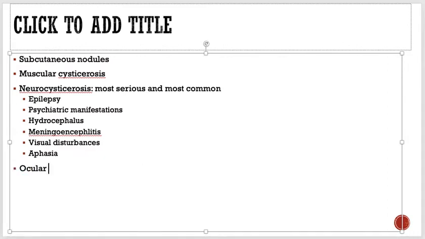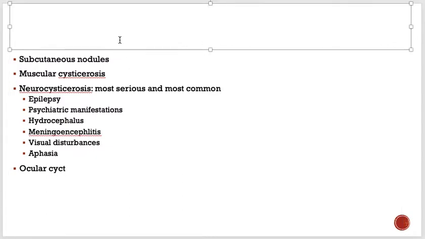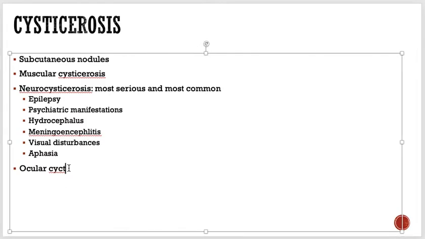It can also cause ocular cysticercosis. By the way, what we are discussing right now is cysticercosis. Whenever it affects the eyes, it causes ocular cysticercosis. The cyst will form inside the eye, inside the vitreous humor, or in the retina or conjunctiva. The patient will present with blurred vision, loss of vision, uveitis and things like this.